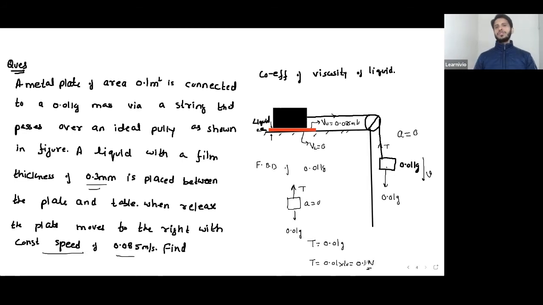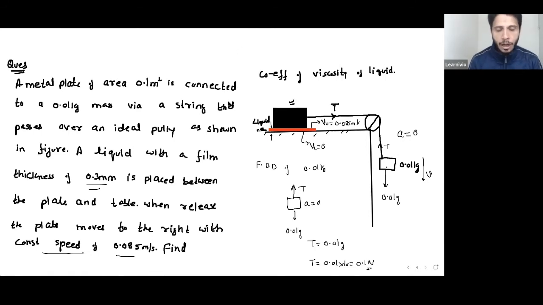So the tension which is acting over the string is 0.1 Newton. Okay, after tension in the string, now we can come to this plate. The various forces acting on the plate along x-axis: one is tension. Is there any other force which is acting over the plate along x-axis, positive or negative x-axis? Any other force which is acting over the plate?